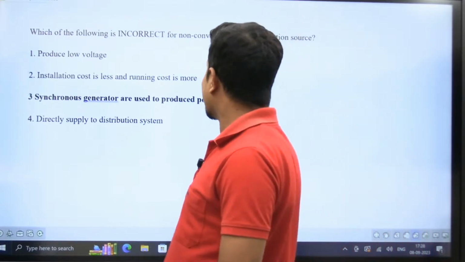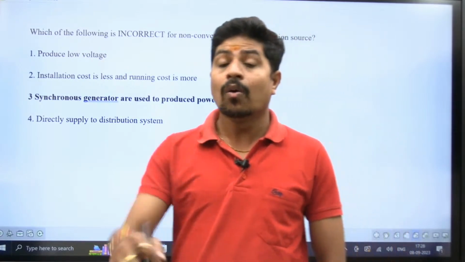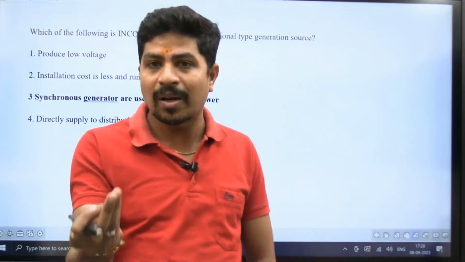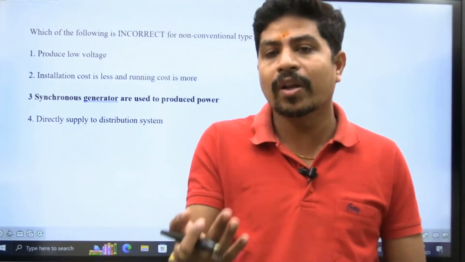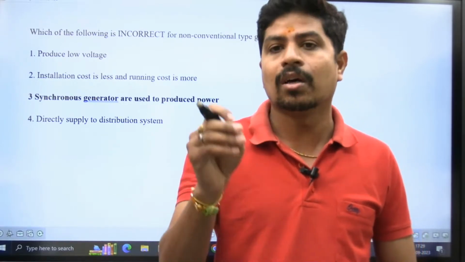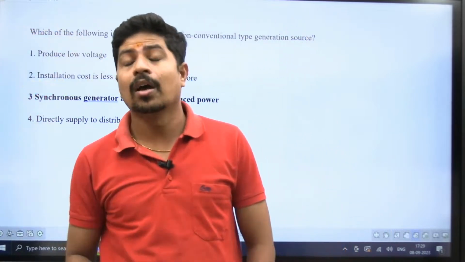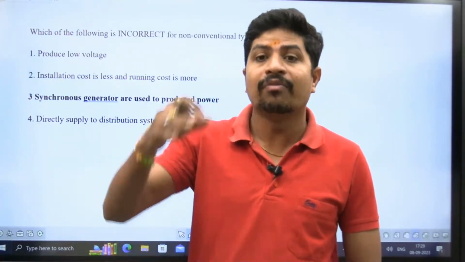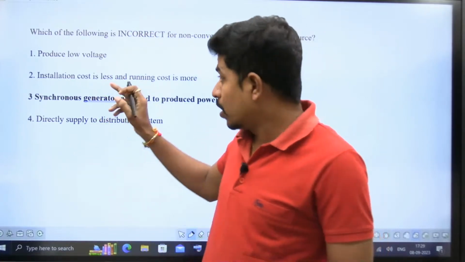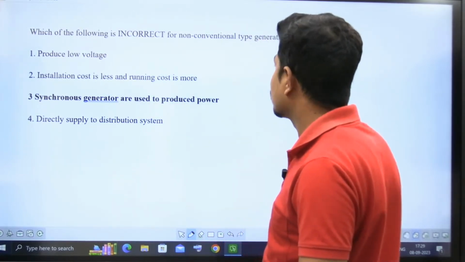Which of the following is incorrect for a non-conventional type of generating station? What is conventional? Conventional means thermal, where coal is used. Non-conventional means hydro, not hydro, sorry. Solar is non-conventional, geothermal is non-conventional, wind is non-conventional. So here the question is, which of the following is incorrect for a non-conventional type of generating source?